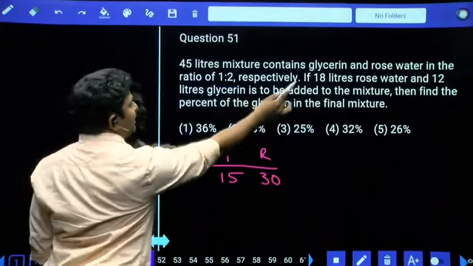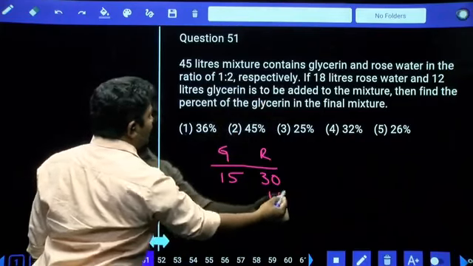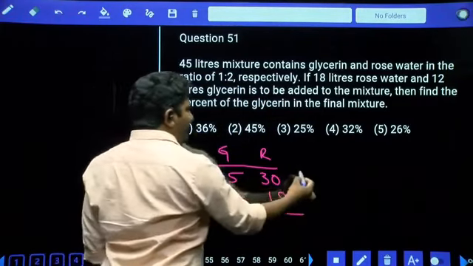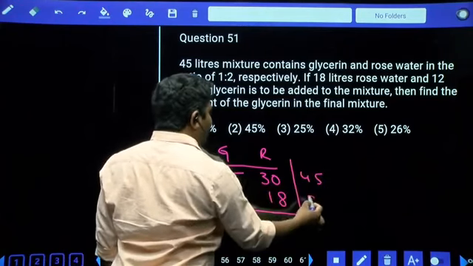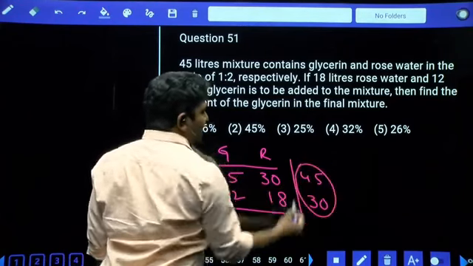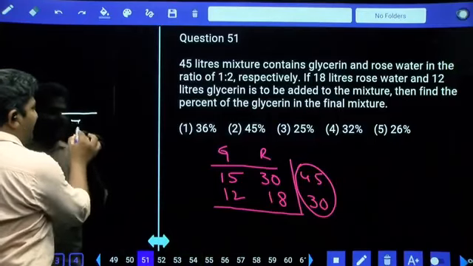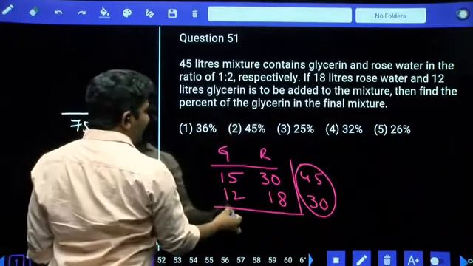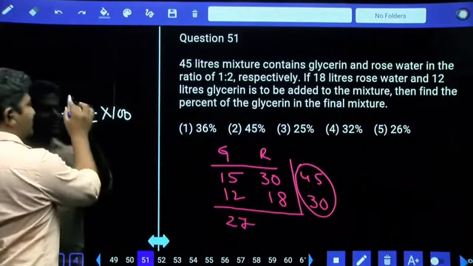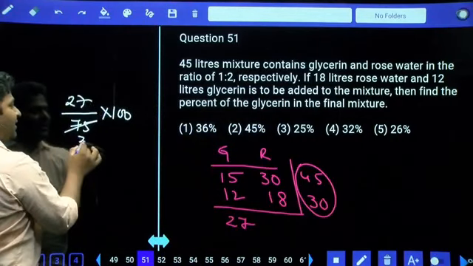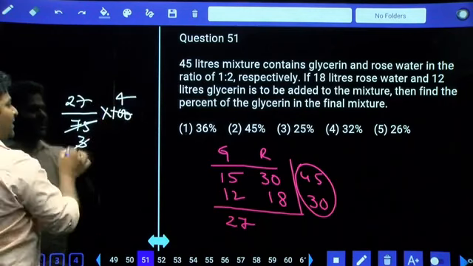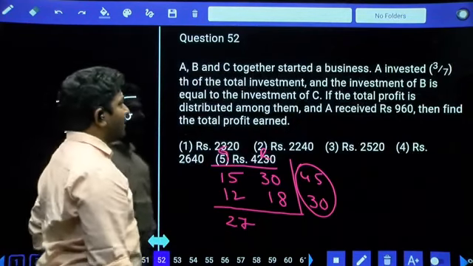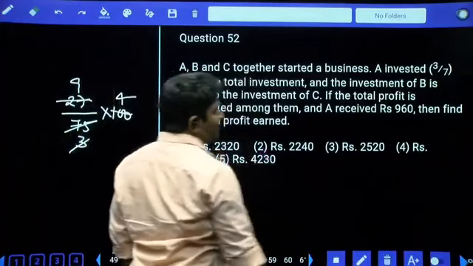Now 18 liters of rose water and 12 liters of glycerin, when you add it, already we have 45 liters contained and now we are adding 30 liters. Total it is equal to 75 liters. Out of 75 liters, we were asked to calculate percentage of glycerin. Glycerin is equal to 27 liters. So 27. 25 3 times here, 25 4 times here. 3 9 times. 9 4s 36%. First option answer.